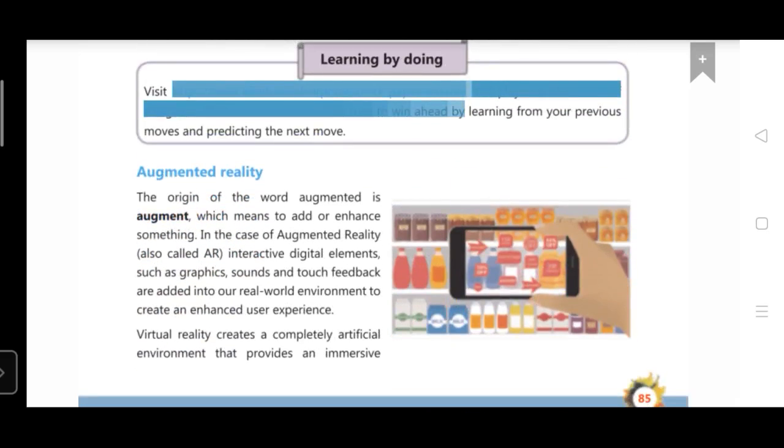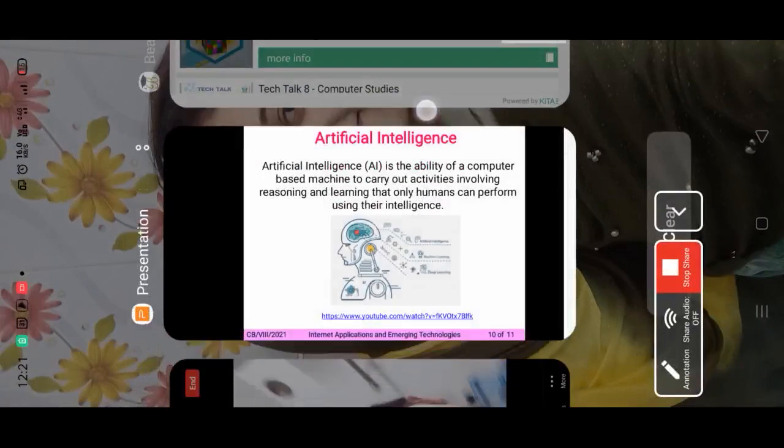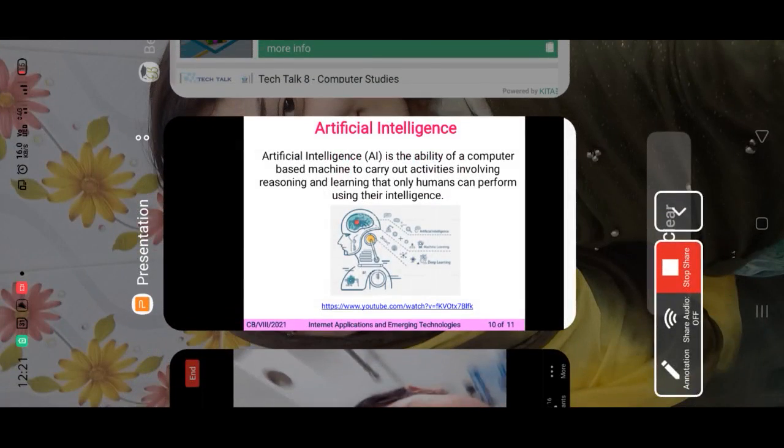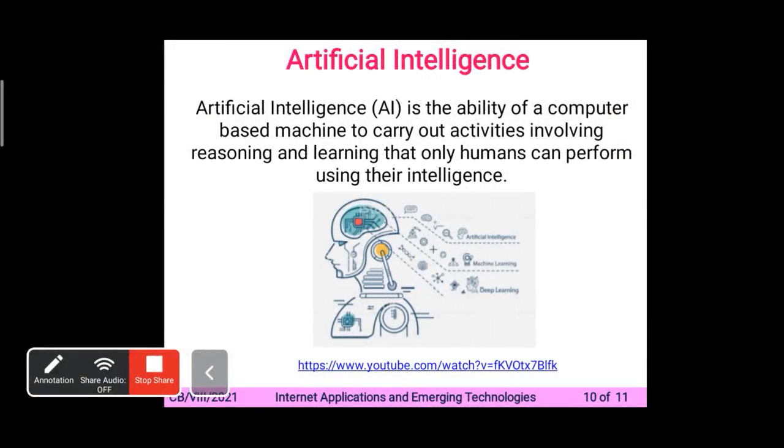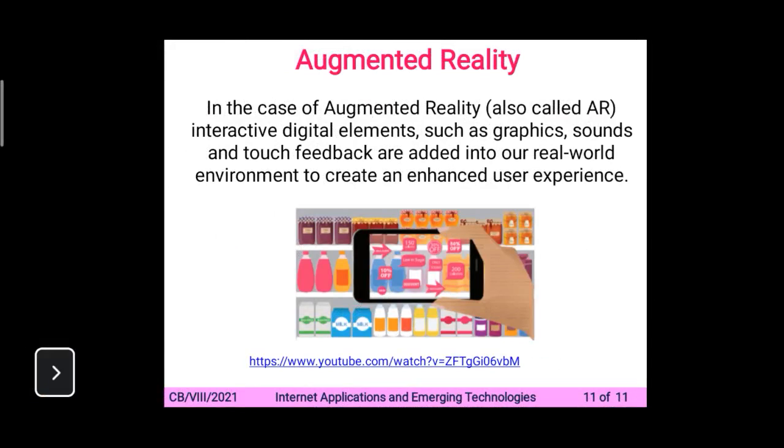Next, augmented reality. What is the meaning of reality? First, we learned virtual reality, and second is augmented reality. What do you mean by that? What is the meaning of reality? Tell me. Anyone?